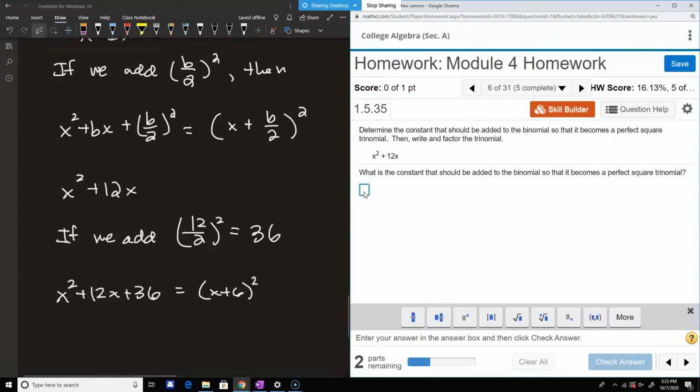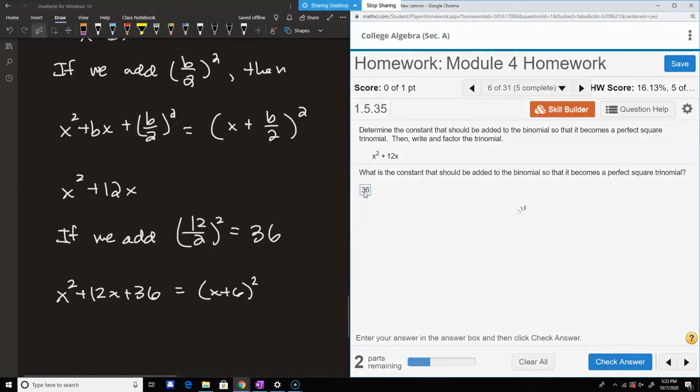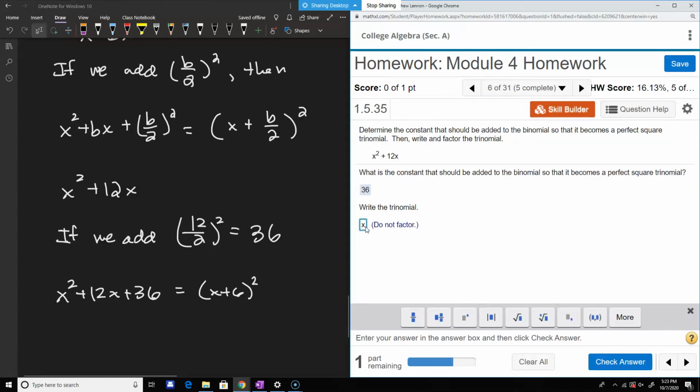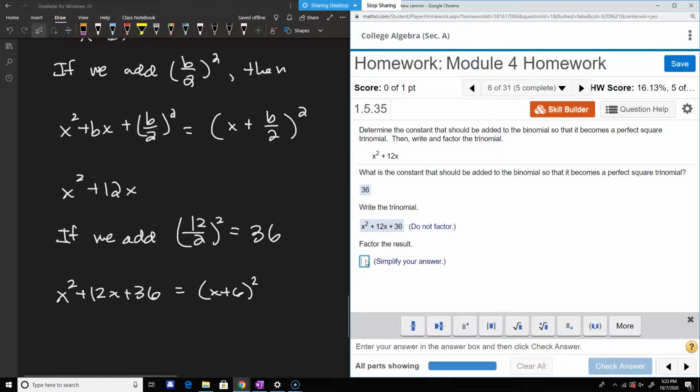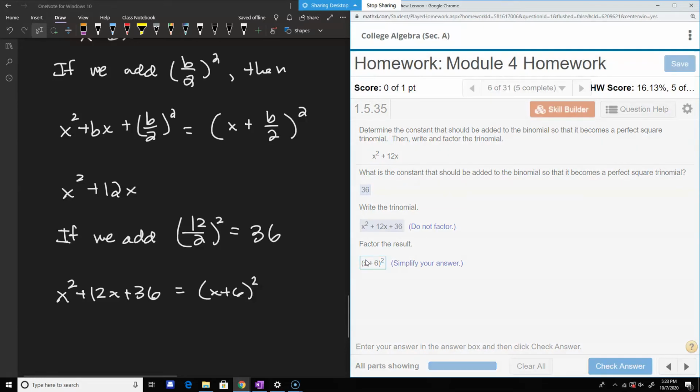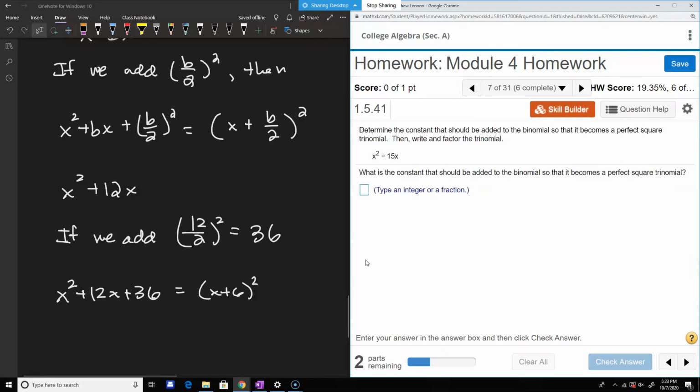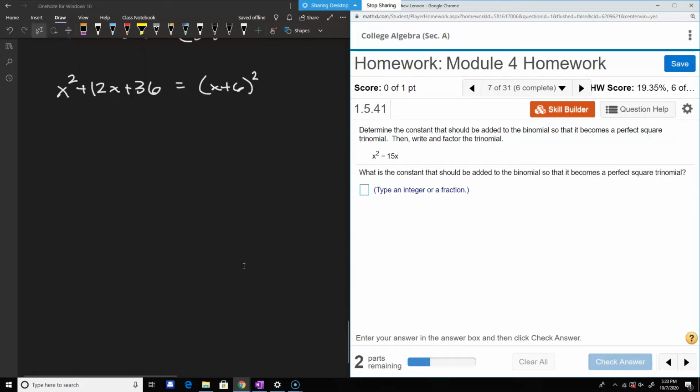So the constant we're adding is that number 36. That's what they're asking for here. The trinomial, not factored, is x squared plus 12x plus 36. And then we have the factored result. And in a moment, we'll see how we can use this to solve some equations that do not factor immediately. So this is going to be a similar type question. It's just going to involve some fractions, right? So let's go ahead and go through it.